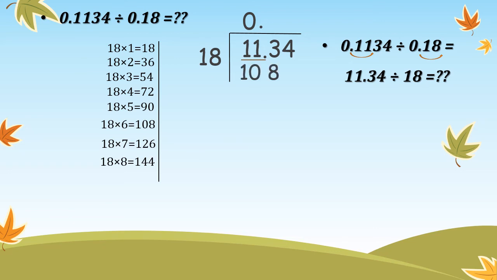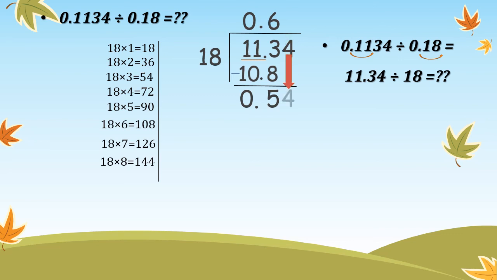Very good. Now I will write 108, because I didn't find 113 in the table, and 113 is in between 108 and 126. So I will take it and write 6, because 18 times 6 equals 108. Write 6 in the cushion and subtract. Alright? 3 minus 8 can't be. It will be 13. 13 minus 8 equals 5. And we take 1 from 11, it will be 10. So the answer will be 5 tenths.